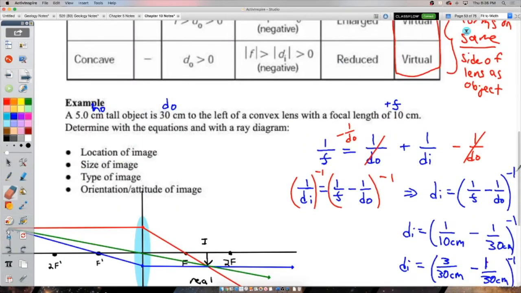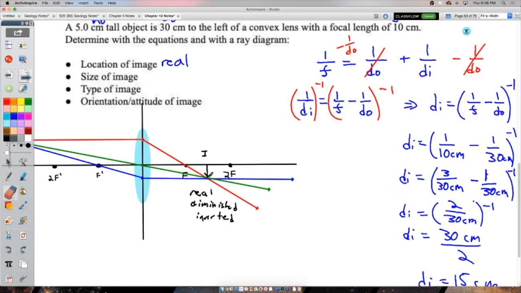So it's real. And for a lens, that means it's on the other side of the lens as opposed to the object, right? It's on the opposite side of the lens as the object. Really what it means though is that real rays are converging, right? Which is what we saw in our diagram. Good, real rays, not dotted virtual ones, not projections, are actually converging. 15 centimeters on opposite side to the object.